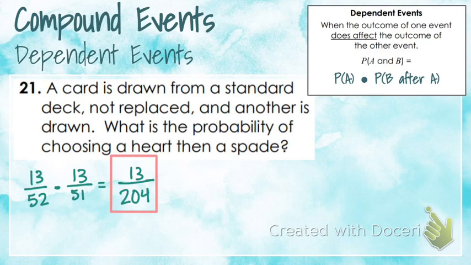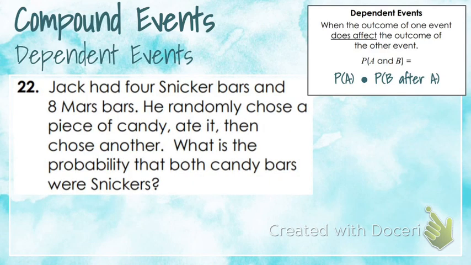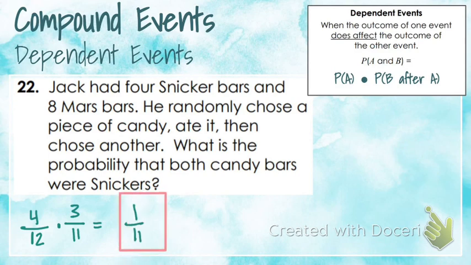One more example. Jack had 4 Snickers bars and 8 Mars bars. He randomly chose a piece of candy, ate it, then chose another. What is the probability that both candy bars were Snickers? So he has 12 total bars, and he's going to eat it when he chooses it, so he's not putting it back. So the first time, if he chooses a Snickers, that's a chance of 4 out of 12. Well, now there are only 11 candy bars left, and he already ate a Snickers, so now his chances are 3 out of 11. So when we multiply these together and reduce them, we end up with 1 out of 11 chances that he will eat 2 Snickers bars.